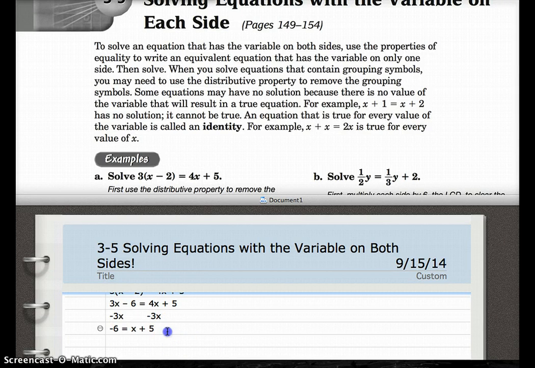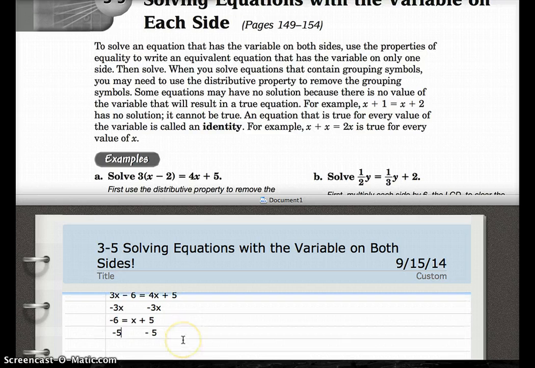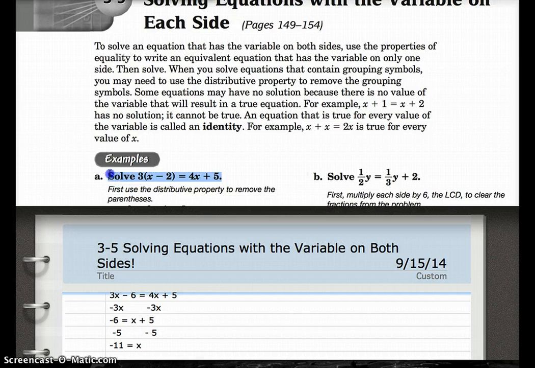Okay, now this part of the equation looks like what you've already been familiar with. We got all the x's on one side, and now we can just solve it like a normal problem. So to get rid of this plus 5 over here, we're going to subtract 5. And we'll subtract it from both sides, so we actually need one over here too. Minus 5. So negative 6 minus 5 is a negative 11 equals x. All right, so here's our solution to this problem that's up here.